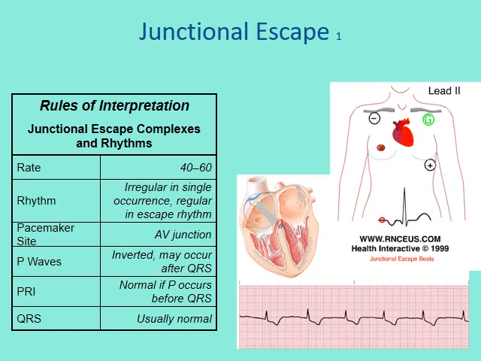The P wave is inverted, just like this crazy little picture right here. Inverted. And remember, it could be before, after, or in the middle, so you can't see it. The QRS complex is normally less than 0.12 or 3 little boxes.